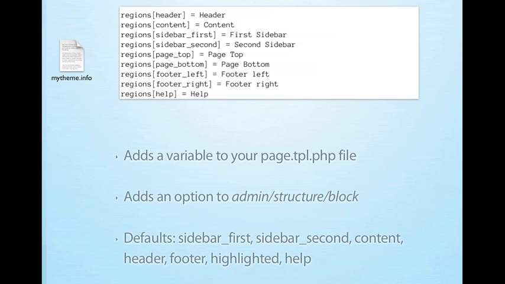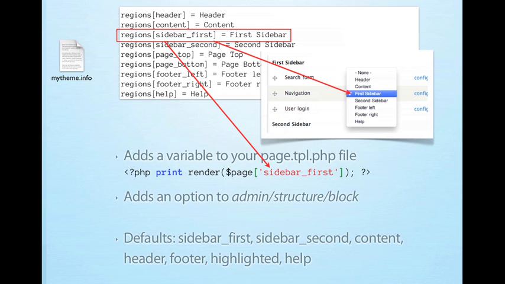Once you've added regions to your theme, they become available for an administrator to place blocks into, and it looks something like this. You can see I've declared a sidebar first region, and on the block administration page, I now have an option to add any blocks to that first sidebar, the human readable name there. And I also have inside of my page template file, in the page variable, the sidebar first region, which will contain all of the blocks that are in that region for that particular page.